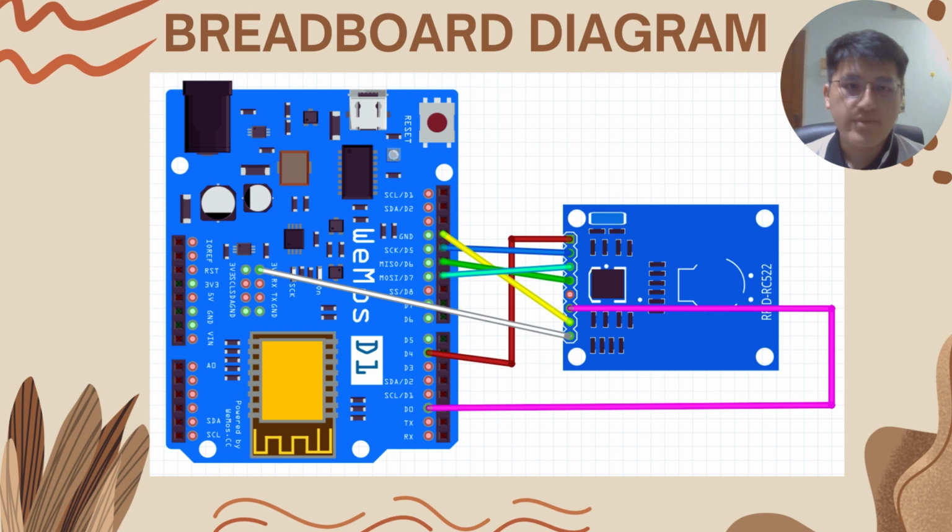Additionally, the ground pin on the Wemos D1R1 is connected to the ground pin on the RC522 to establish a common ground. And the 3.3 volt pin is connected to the 3.3 volt pin on the RC522 to provide power. And lastly, the IRQ pin on the RC522 is left unconnected as it is optional for this project. This setup ensures proper communication and functionality between the Wemos D1R1 board and the RC522 RFID reader.